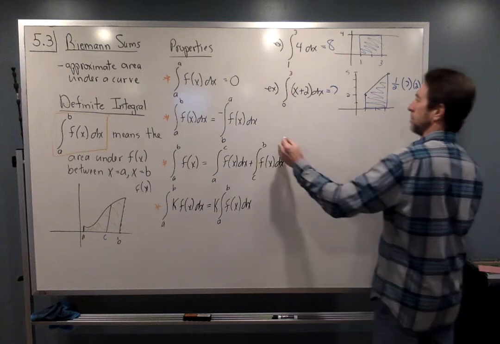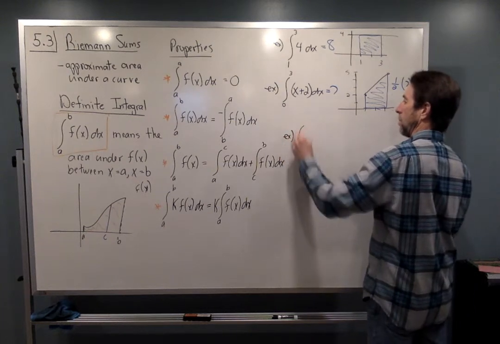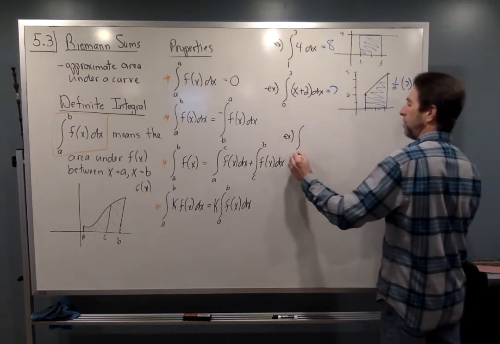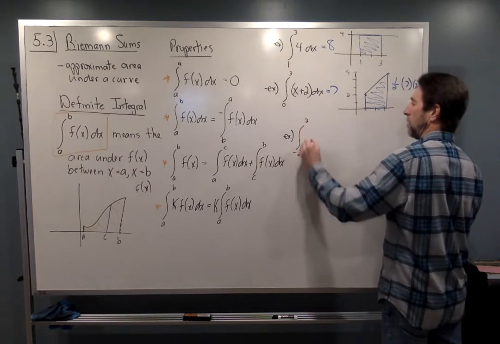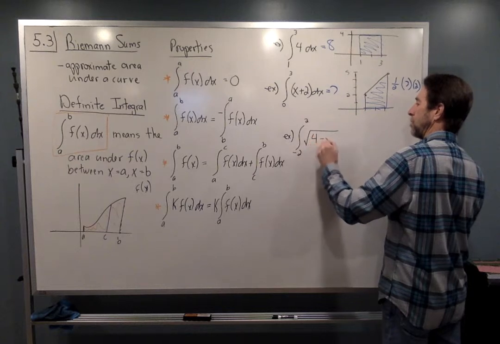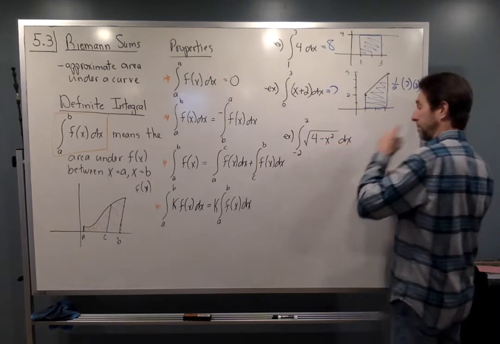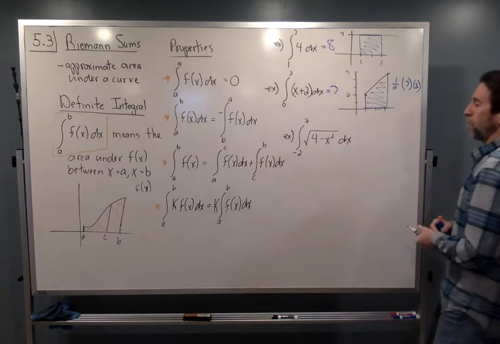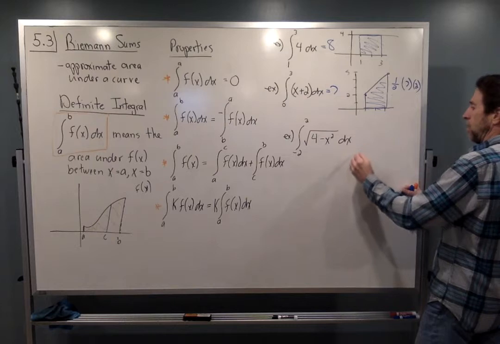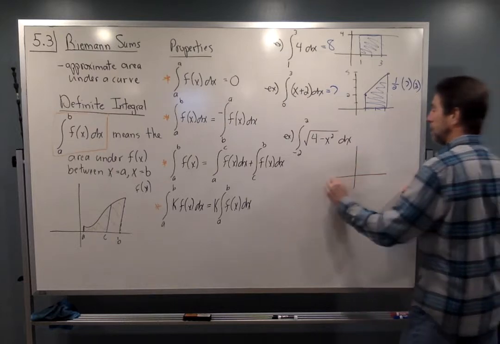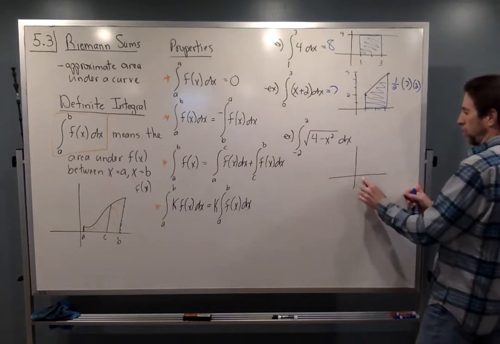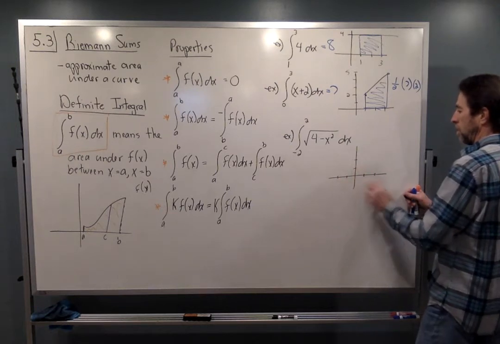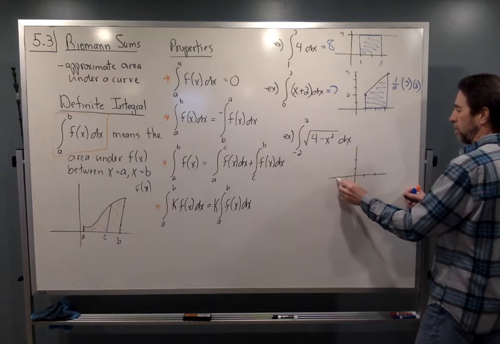Let's look at another one. What about the integral from -2 to 2 of the square root of 4 minus x squared? Well, again, we need to sketch what radical 4 minus x squared is. And hopefully by now, many of you are realizing, seen it enough, it's a semicircle. So it's going to have a radius of 2. So it's really just the top half of a circle.